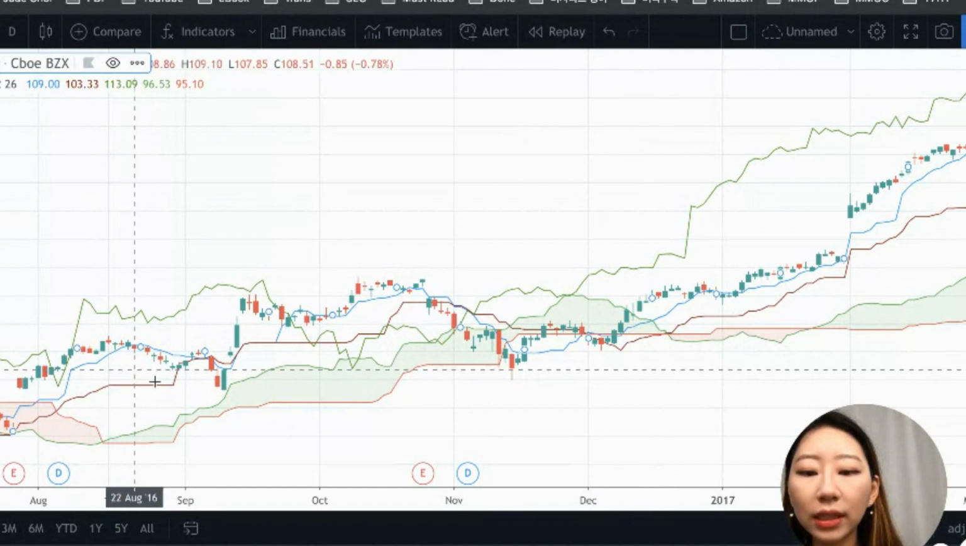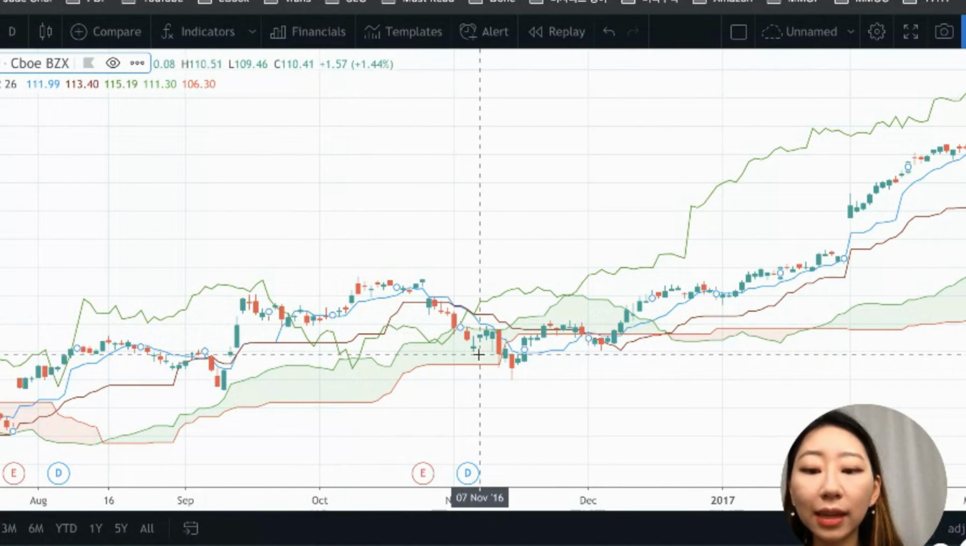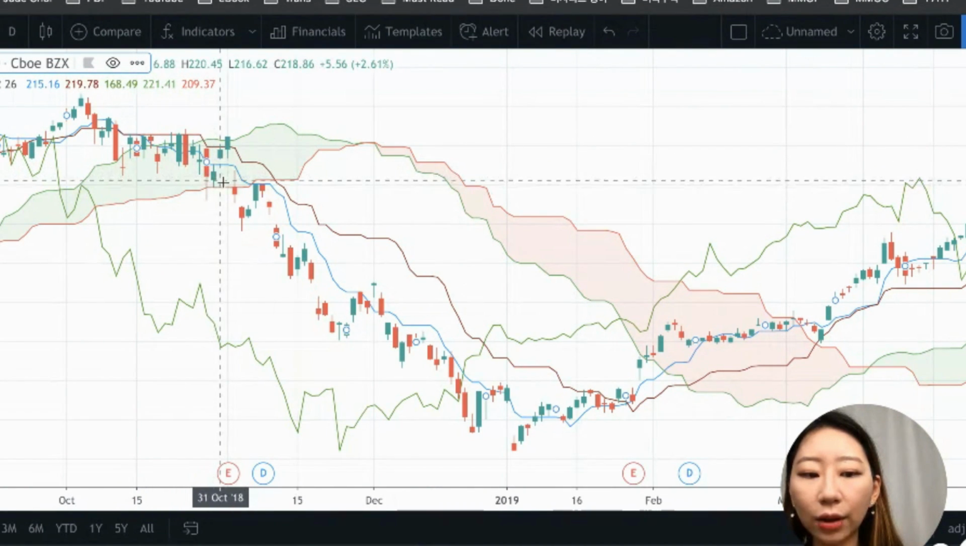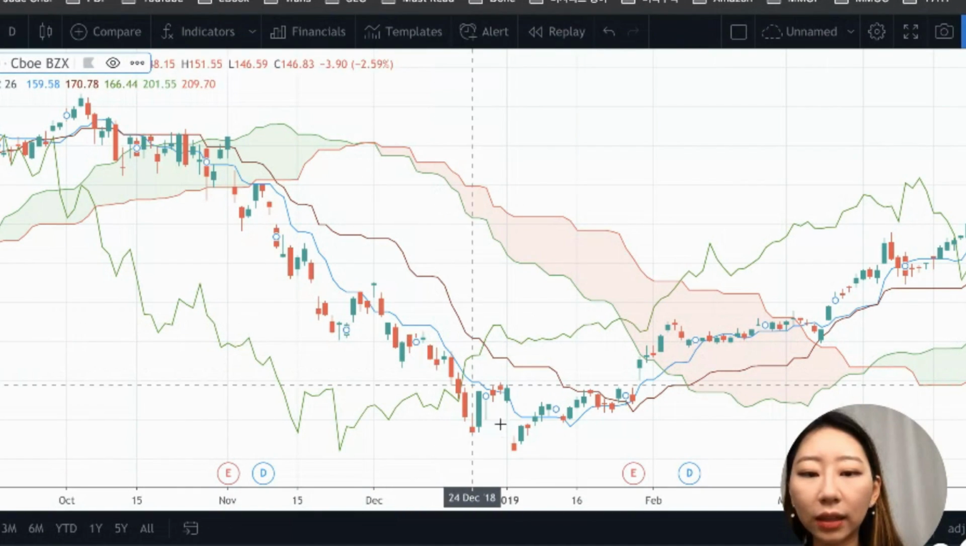And as you can see, when the candlesticks are above the cloud, that means it's in the bull trend. But when the candlesticks go down and go below the clouds, it means it's in the bear trend.